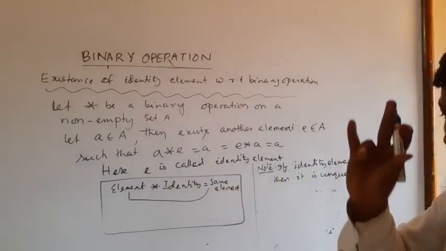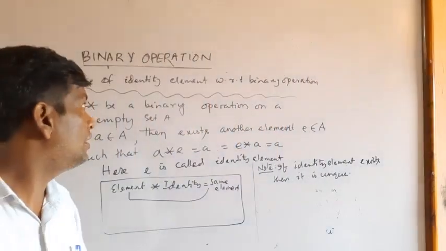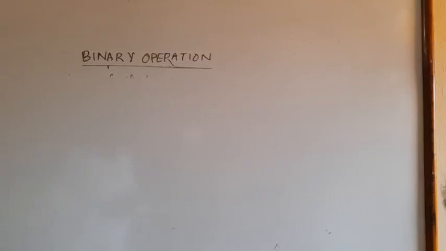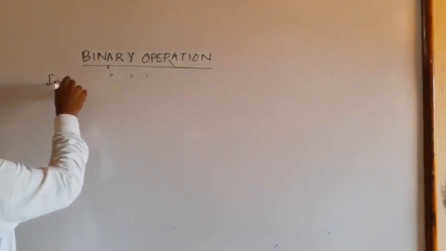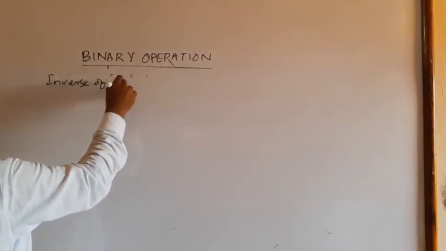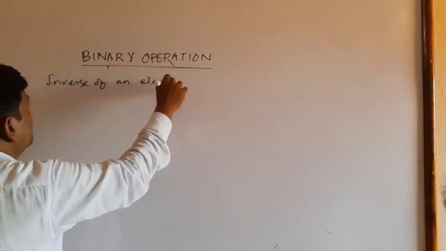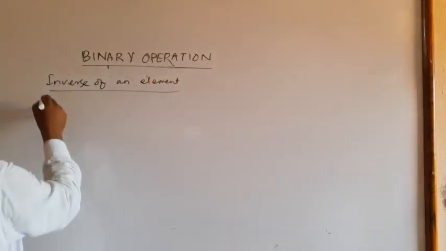Identity element, only one identity element. Now existence of invertible element, existence of inverse of an element.